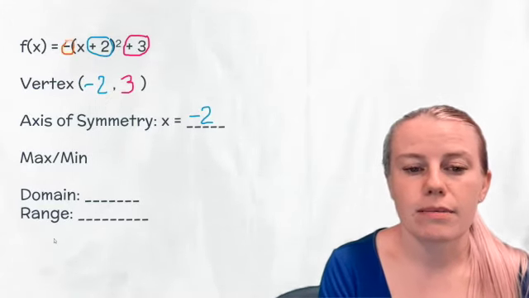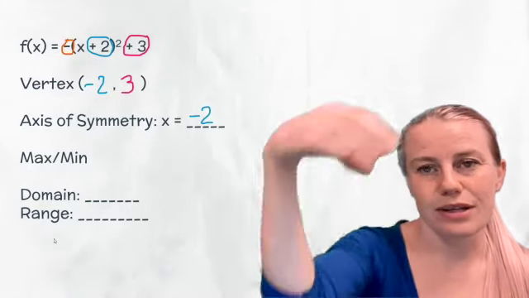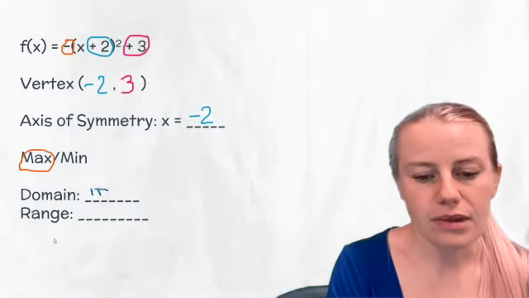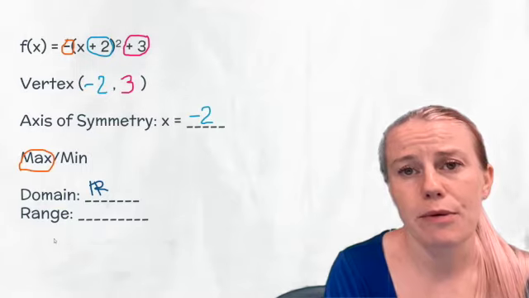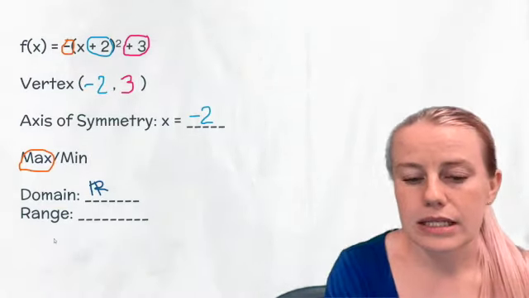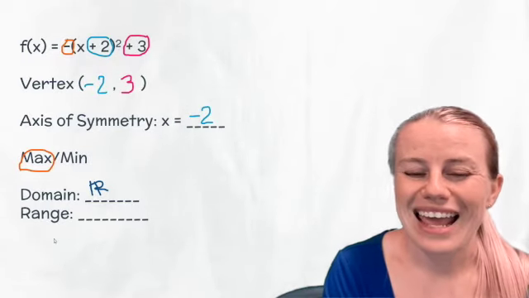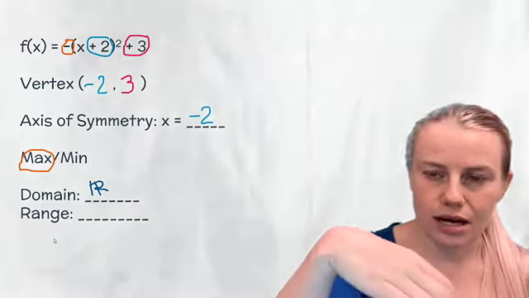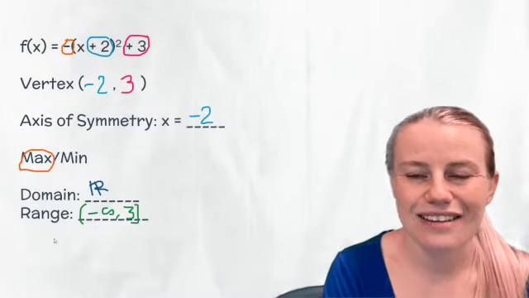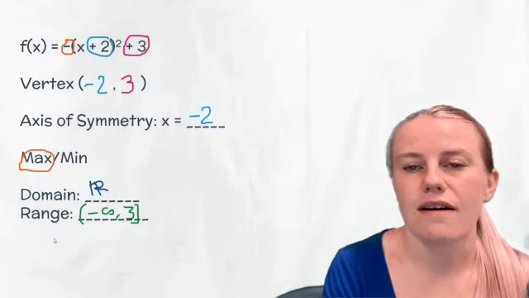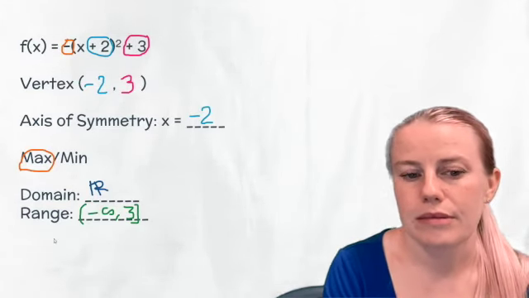Maximum or minimum: a is negative, so it is going down, which means we have a maximum. Domain is the same. Remember, we can denote all real numbers with this little fancy R. And our range, since it is opening down, is negative infinity to the y value of our vertex, 3.